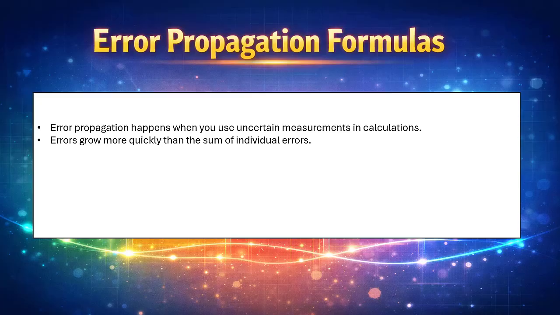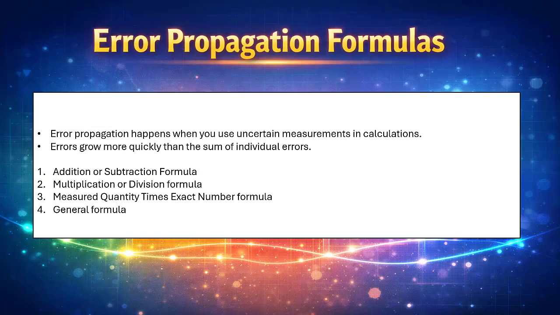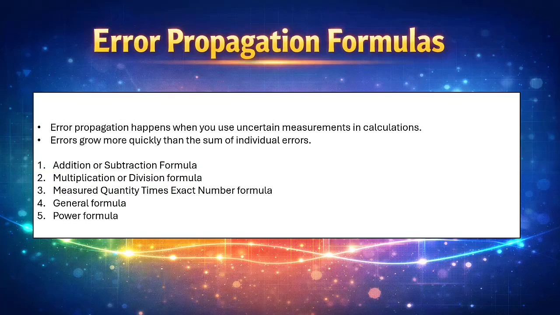When you use uncertain measurements to calculate something else, the errors propagate, growing much more quickly than the sum of the individual errors. To take this propagation into account, use one of the following formulas in your experiments: addition or subtraction formula, multiplication or division formula, measured quantity times an exact number formula, general formula, power formula. Which formula you choose depends on how your measured quantities appear in the calculation.